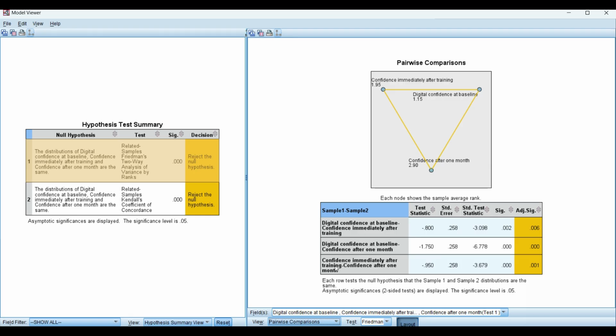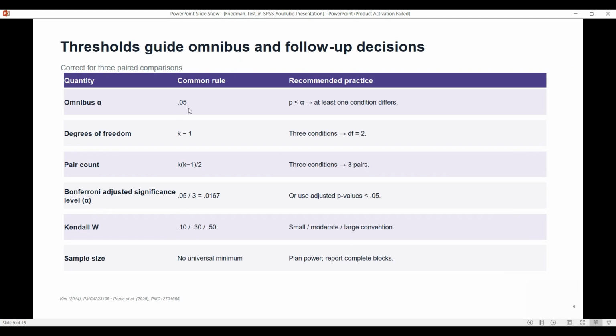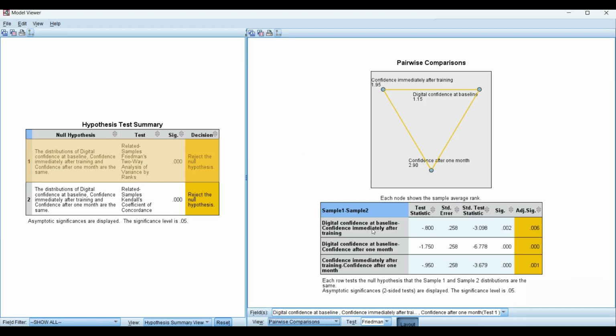So the third condition is confidence immediately after training and confidence after 1 month. So this is the chi-square, and the value in both cases is also significant, because both the alpha value and the adjusted significance value as per Bonferroni are lower, in both cases. So it means we rejected the null hypothesis in all three cases.